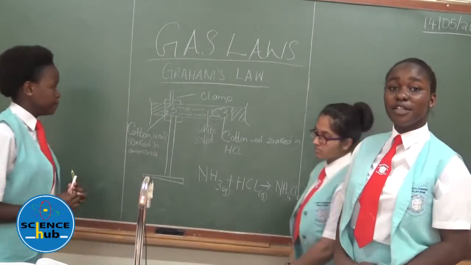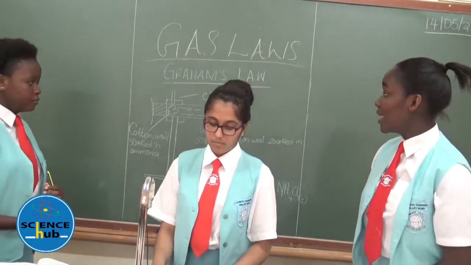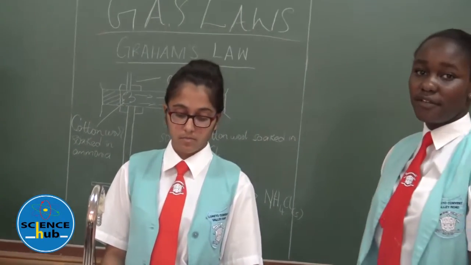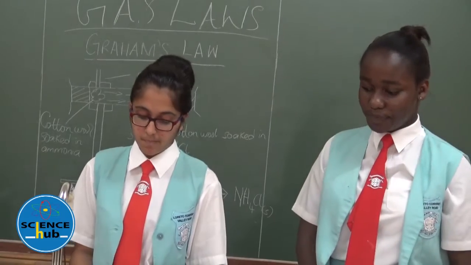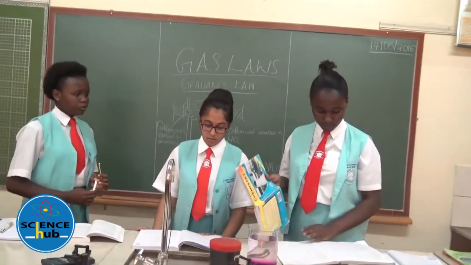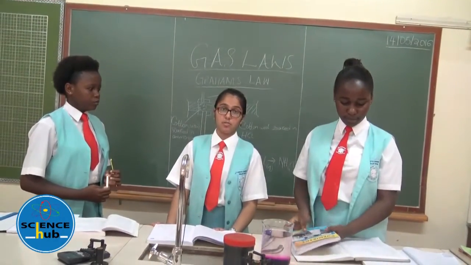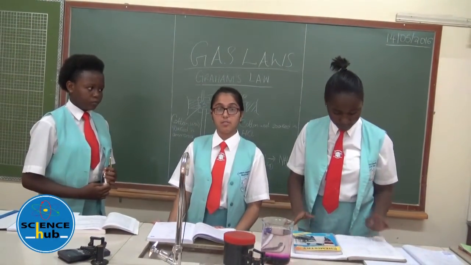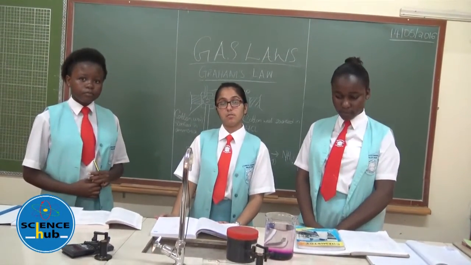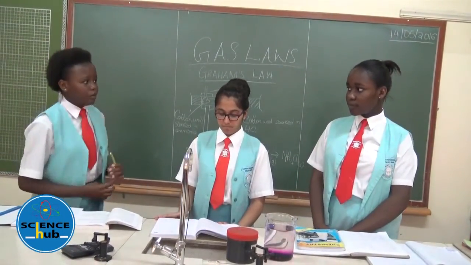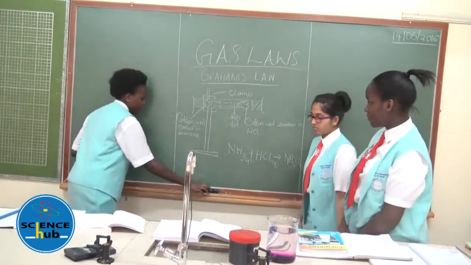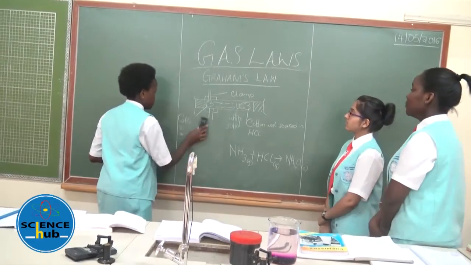From the experiment, we can conclude that lighter gases diffuse at a faster rate as compared to the heavier gases. From that explanation, we can conclude that Graham's law states that under the same conditions of temperature and pressure, the rate of diffusion of a gas is inversely proportional to the square root of its density. And we are going to write the equations from Graham's law.